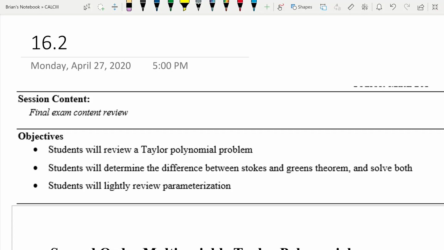Today we're just going to be covering final exam content review. We're going to do some Taylor polynomial problems. Basically all the feedback I got from that forum I sent out, people were looking for some Taylor polynomial problems. They were looking for a light review on parameterization, kind of just like what does it mean? What does parameterization mean when we talk about Calc 3? And then I had a lot of requests for the difference between Stokes and Green's theorem, and specifically to do some Stokes problems. So basically the bulk will be a lot of Stokes and Greens, but we're going to start with some polynomials and then we'll finish up with some parameterization. So that's the plan. I don't have any fun warm-up, sorry, no Kahoot today.